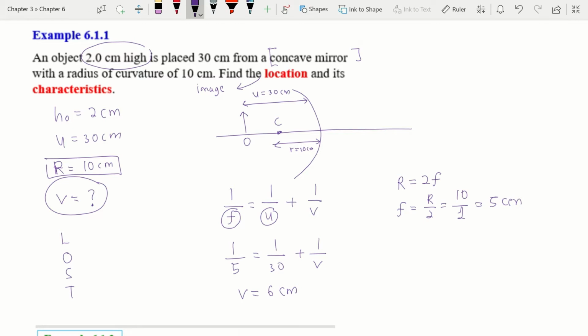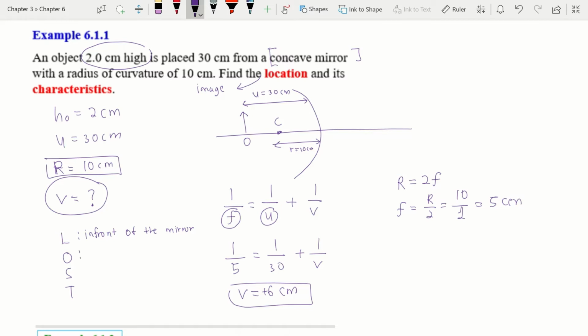Okay, now we need to look for the characteristics. So where's the location of the image? The location of the image is actually in front of the mirror. Why is the location in front of the mirror? Because we got our image distance as a positive value. So when it is a positive value, it means the image is in front of the mirror.